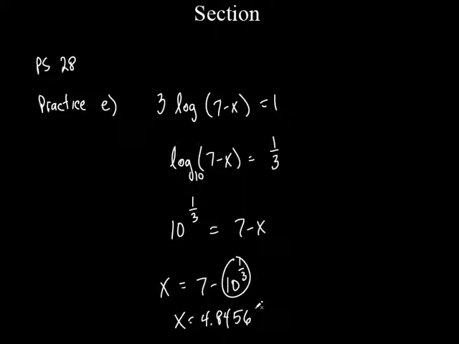I think it says to go 4 decimal places. So there you go. That's how you can do it. What do you think? Do you like that way better than doing all that graphing? Yeah, I think it's a little easier, don't you?